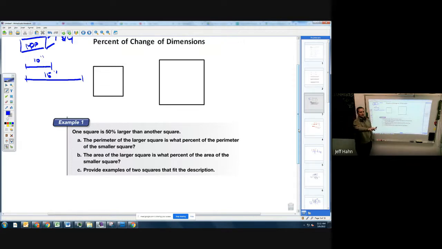So this is what doesn't make sense. First of all, this said that one square is 50% larger than another. The first thing you should ask, does it give you the dimensions of this square? No. And that's a good thing because it doesn't matter what the dimensions are. To answer the question they're asking, it doesn't matter. That means to do the problem, you get to pick what dimensions you want to use.